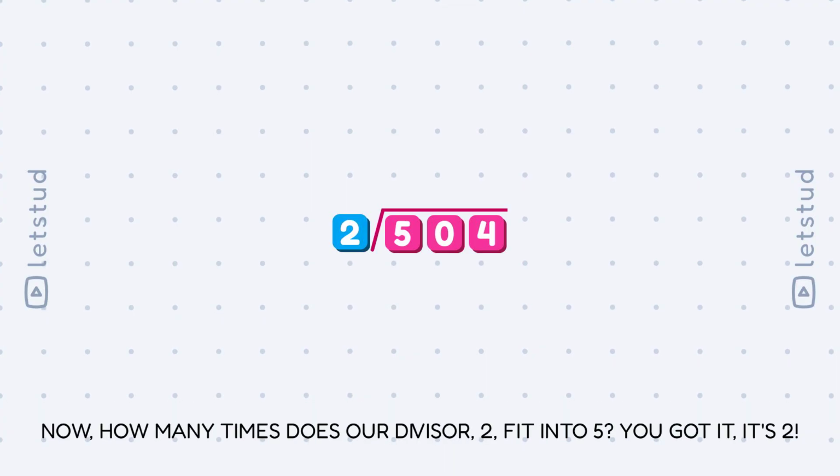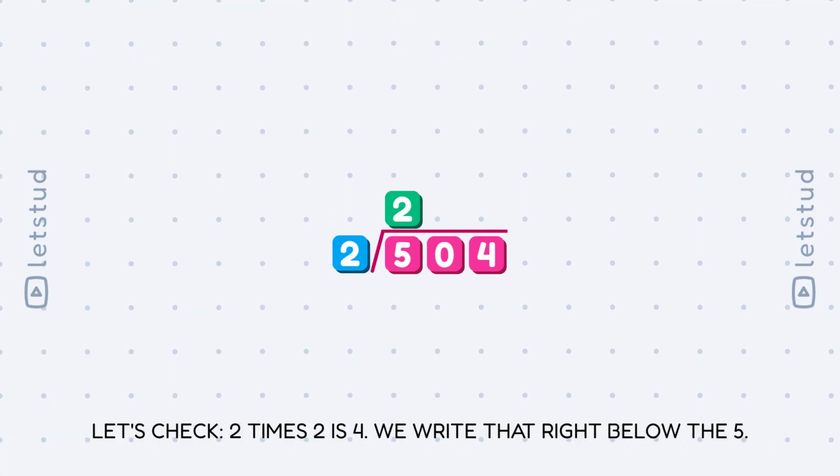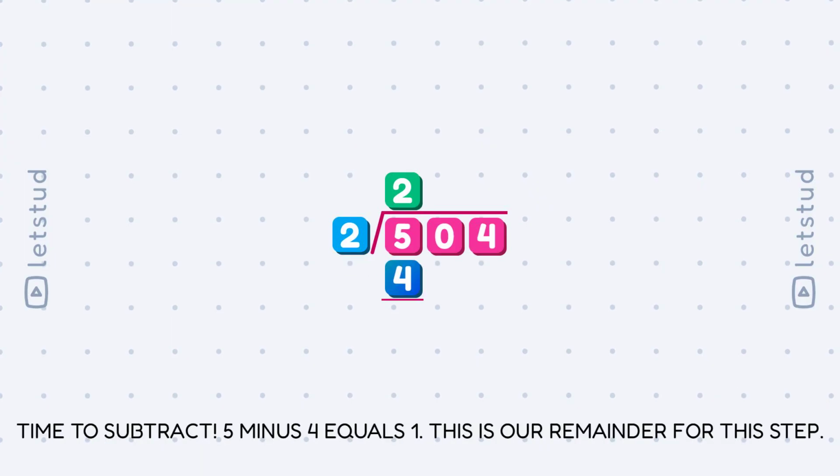Now, how many times does our divisor 2 fit into 5? You got it, it's 2. Let's check: 2 times 2 is 4. We write that right below the 5. Time to subtract. 5 minus 4 equals 1. This is our remainder for this step.